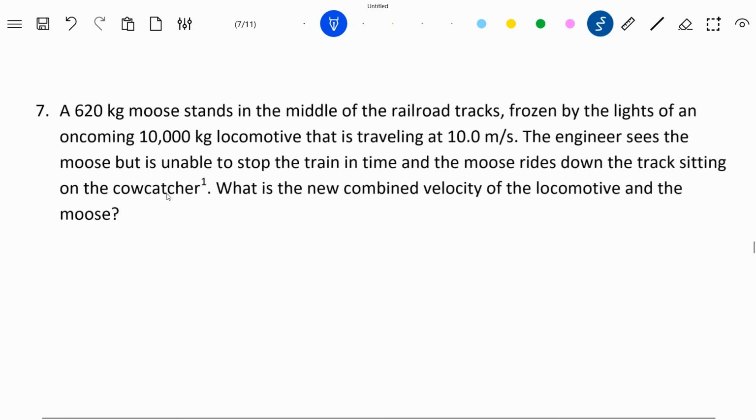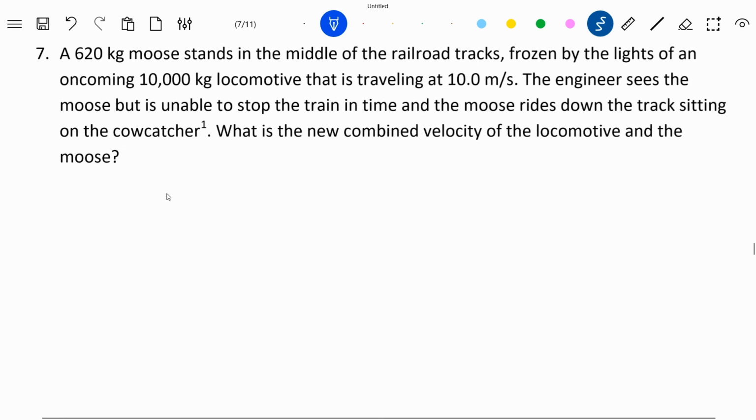Number 7. A 620 kilogram moose stands in the middle of the railroad tracks, frozen. Oh no, this is not looking good. Frozen by the lights of an oncoming, oh no, locomotive that is traveling at 10 meters per second. The engineer sees the moose but is unable to stop the train. Yeah, trains are hard to stop in time, and the moose rides down the track sitting on the cowcatcher.